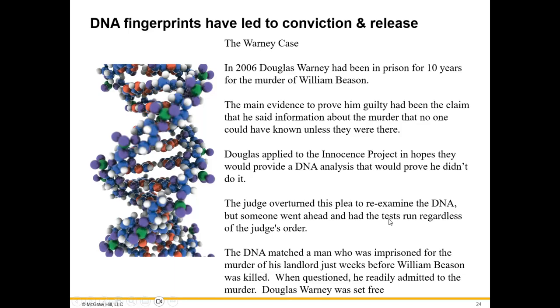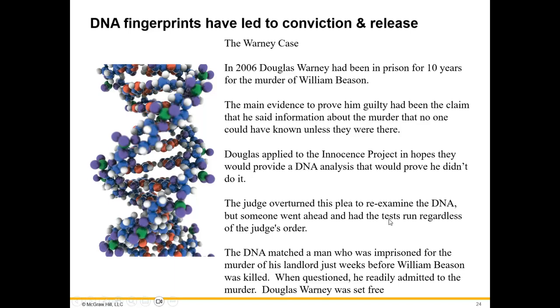The main evidence that proved him guilty to get him convicted had been the claim that he had said information about the murder that no one could have known unless they were there. But Douglas applied to the Innocence Project in hopes that they would provide a DNA analysis after he'd been in prison for 10 years. The judge actually overturned his plea to re-examine the DNA and just basically said, no, we're not going to look at it again.